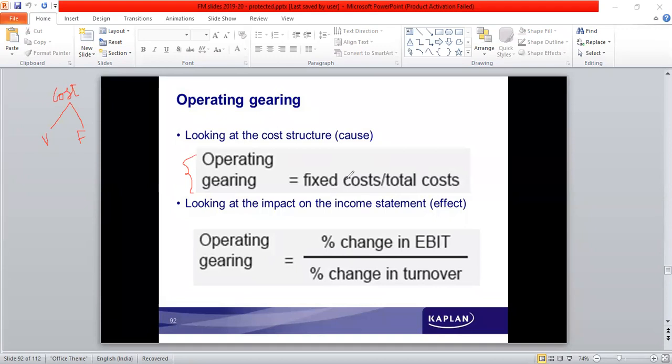So variable cost varies proportionately, fixed cost does not vary. Because of that, there is an impact which is seen on the income, which is EBIT. The other day I gave you the format of the income statement, isn't it? One day I've given you. Let me put you to the.